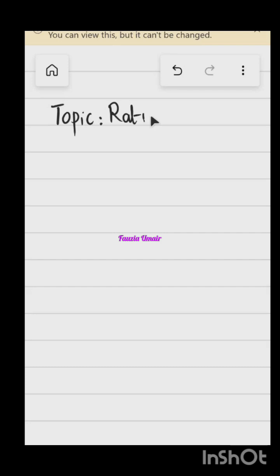So topic today is rational and irrational numbers. We will go through the real number system and see different groups, and we'll define which group comes in rational numbers and which comes in irrational. Right? So we are going to start with natural numbers.